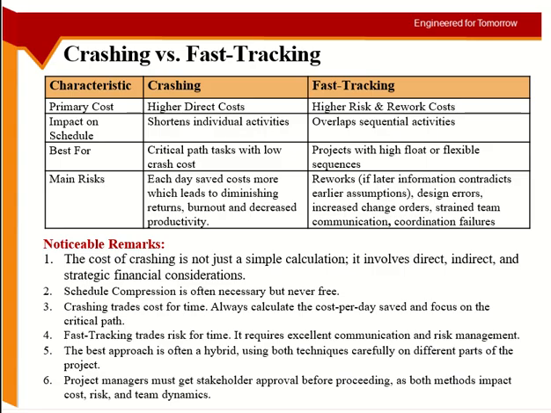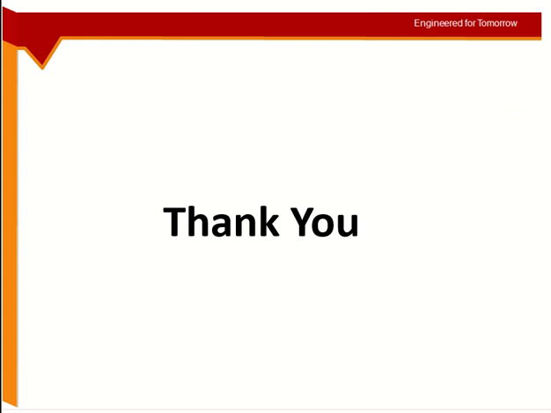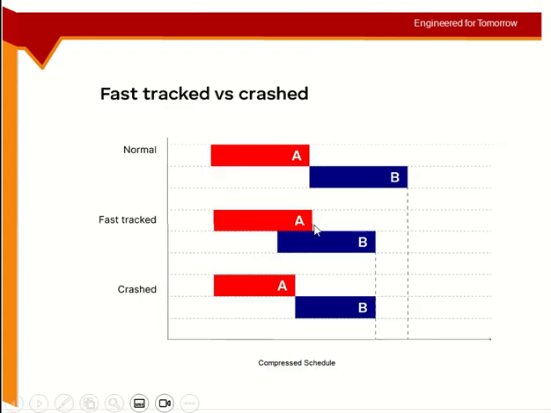Okay, the best approach can be hybrid. You can do a hybrid approach. Hybrid approach meaning, if you look here, okay, so I'm just overlapping them. Here, no overlapping but shortening. I can do both. So a little bit of overlapping and a little bit of shortening. Okay, so activity B was 5 days. I make it 4 days. And 1 day overlapping as well. So eventually I will save 2 days.